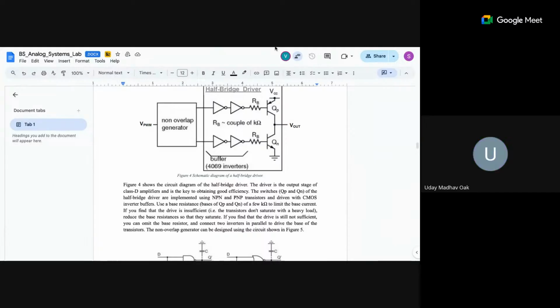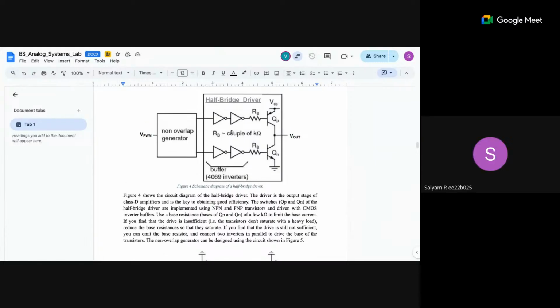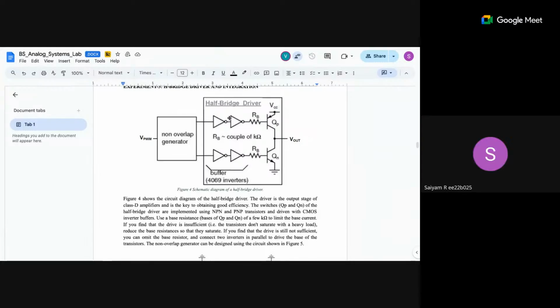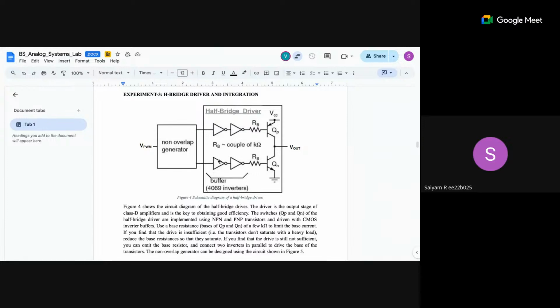So I think one buffer in one of the two has to be removed. Yeah, if it's not mentioned, one of them should have an odd number of inverters and the other even. So this looks incomplete. I think either the upper one or the lower one, one inverter is not available. You have to remove one buffer. Yeah, the diagram is misleading here, I think.